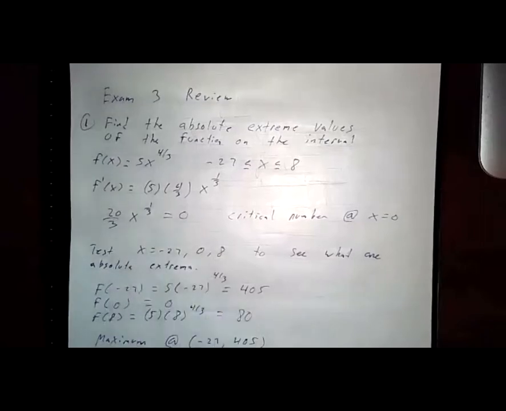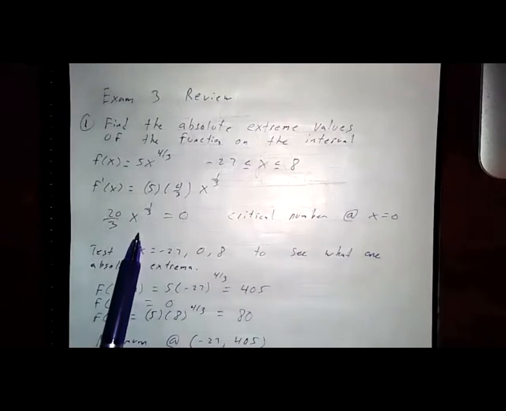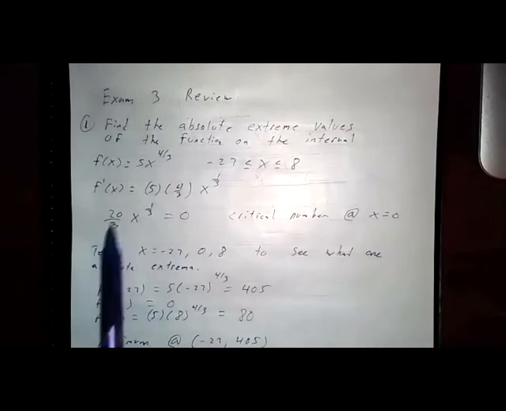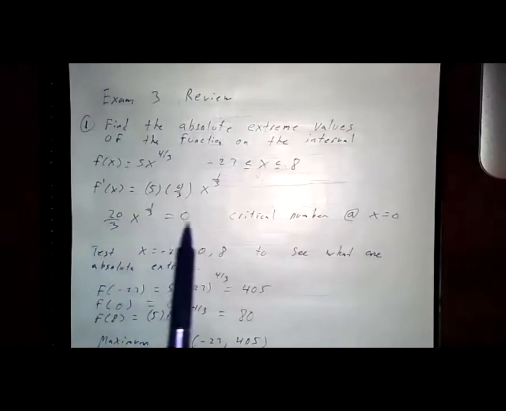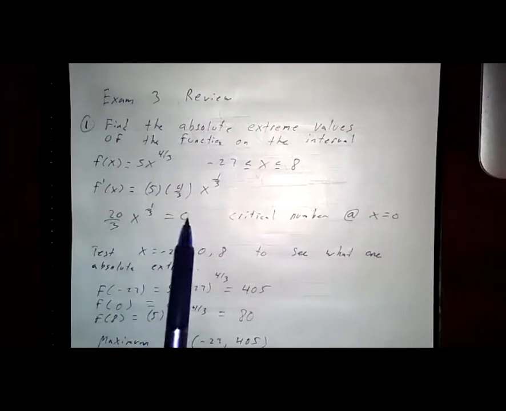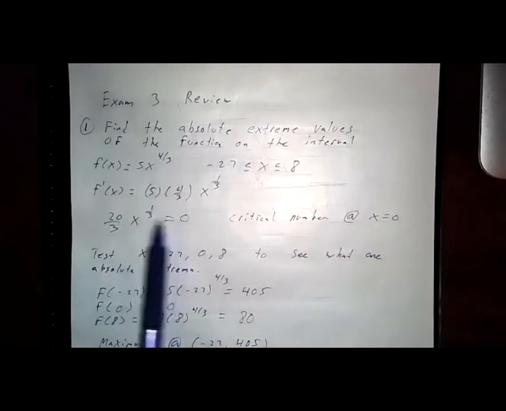So, solve for x. Okay, let's think about it. Divide both sides by 20/3. This just stays 0, right? And then get rid of the 1/3. Well, I got to cube both sides. 0 cubed is still 0, so I'm going to have x equal to 0 at the end of the day.